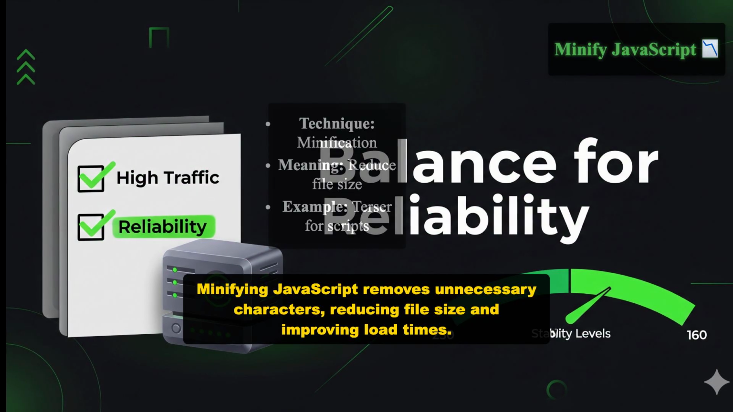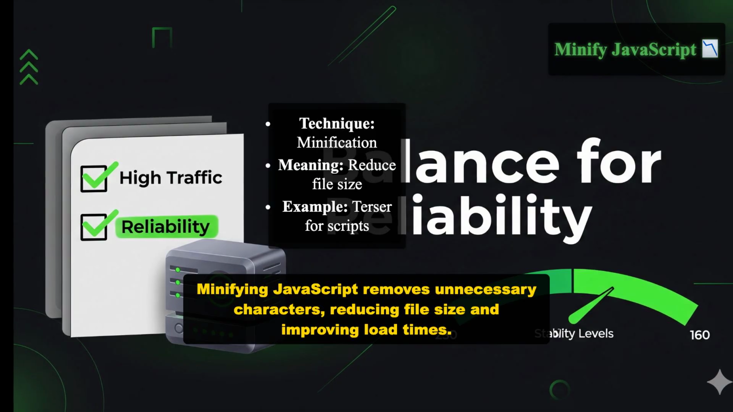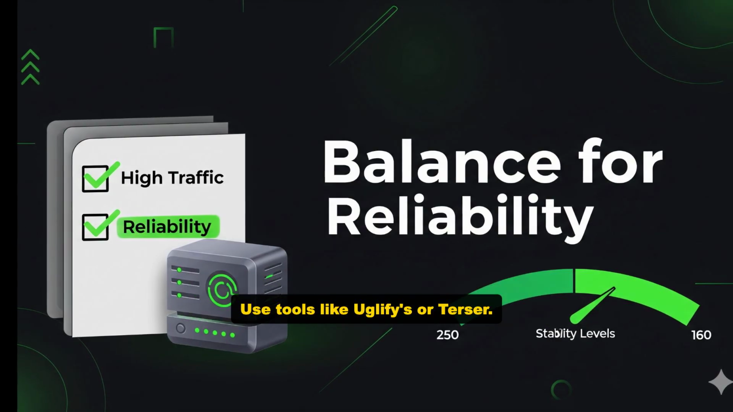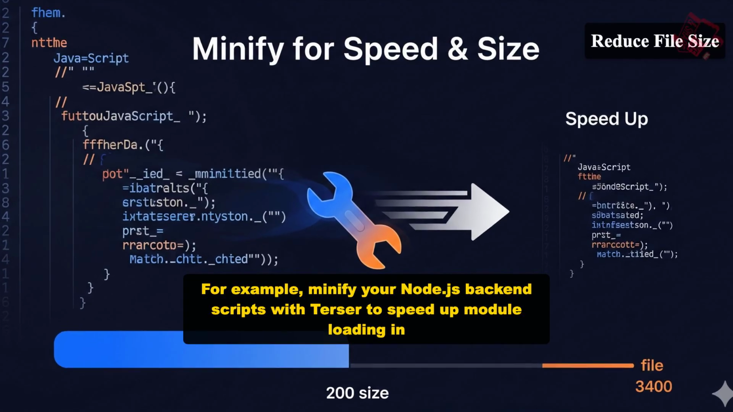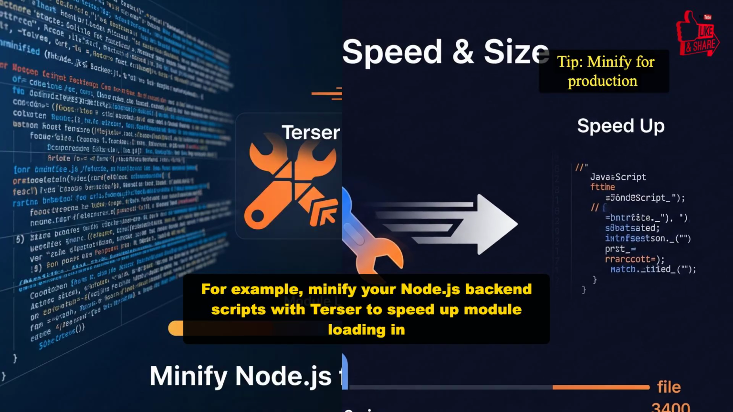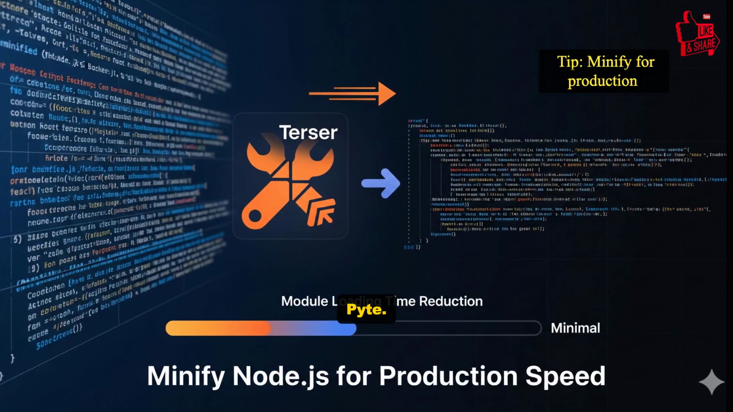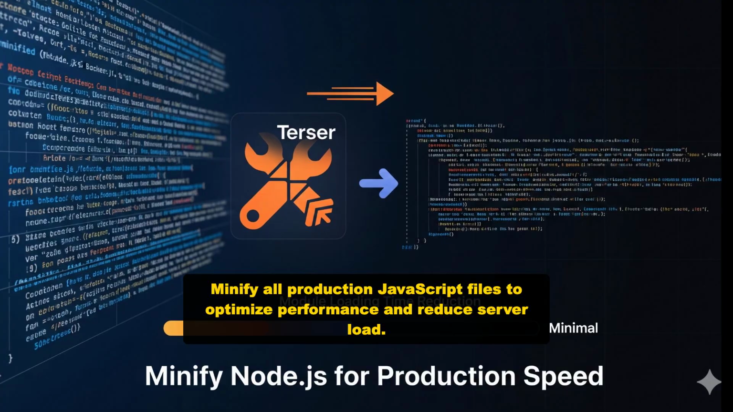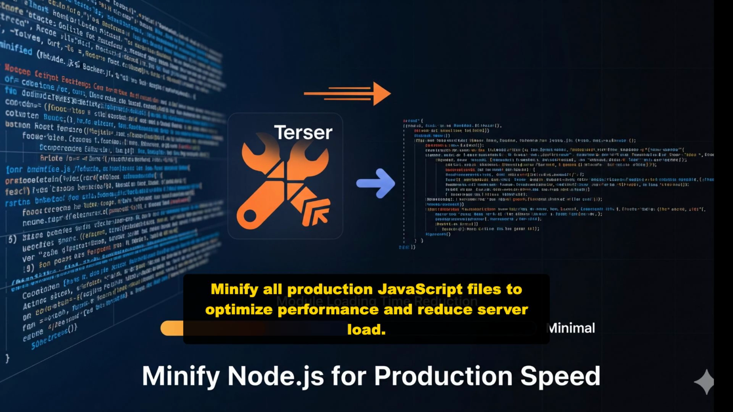Minifying JavaScript removes unnecessary characters, reducing file size and improving load times. Use tools like UglifyJS or Terser. For example, minify your Node.js backend scripts with Terser to speed up module loading in production. Tip: minify all production JavaScript files to optimize performance and reduce server load.